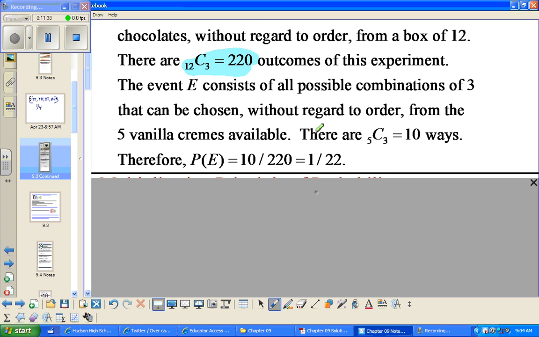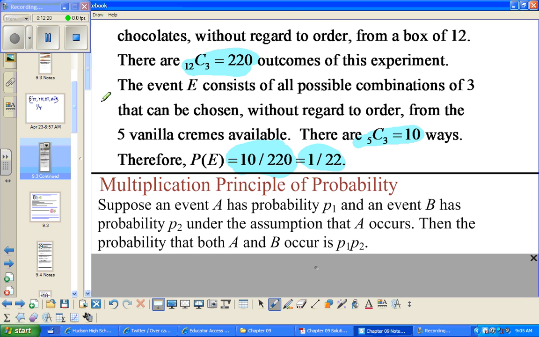So then what we want to look at is how many different ways he could have picked all 3 to be vanilla. Well, there's 5 vanilla, so if you take 5 choose 3, that's the total number of ways he could have picked all 3 to be vanilla. That equals 10. So his probability of getting all 3 chocolates vanilla would be 10 out of 220, the total number of ways of getting what he wanted divided by the total number of ways possible of picking the chocolates, which is 1 over 22. So that's the probability. We'll revisit this question and actually solve it another way very shortly.